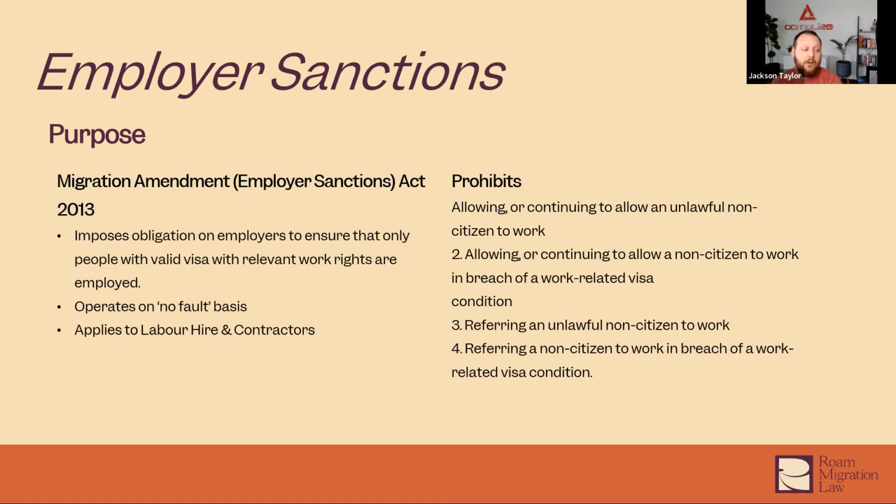Now, where might you employ someone contrary to a visa condition? An example would be an international student who's limited to a maximum of 40 hours per fortnight, i.e., half time, 20 hours a week. If you allow them to work beyond the 40 hours per fortnight, then you are potentially in breach of that rule. Number three, referring, and this is in a labour hire context, referring an unlawful non-citizen to work or referring a non-citizen to work in breach of a visa-related condition. Okay, so there are the prohibitions.